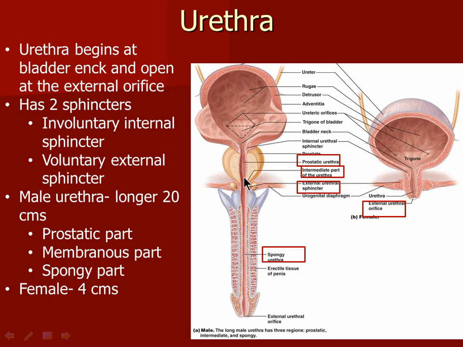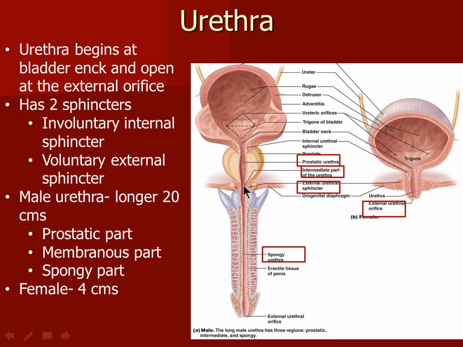This passes through the prostate gland, where it's called the prostatic urethra. Because remember, in the males, the urethra is a passageway for both sperm and urine. So it passes through the prostate so that the prostate also can pour its secretions, and we'll see later what is called the ejaculatory duct, which pours sperms into it.